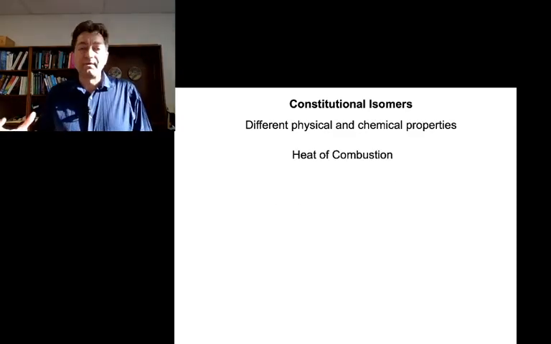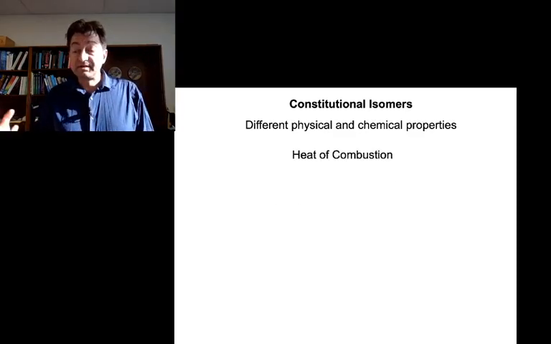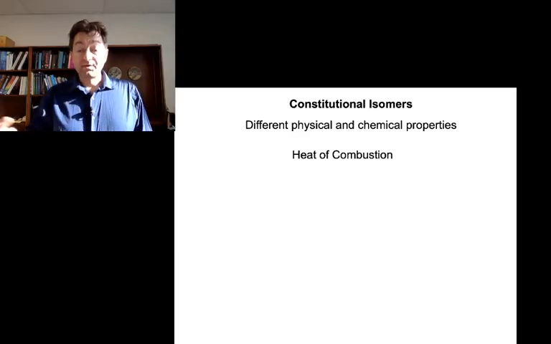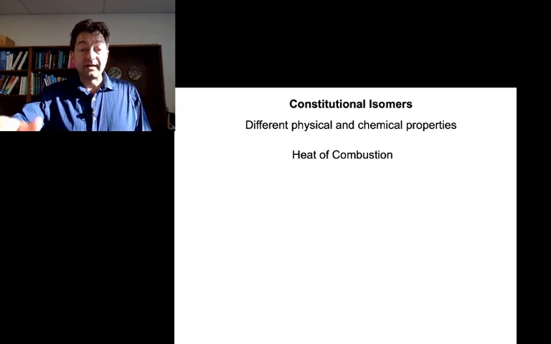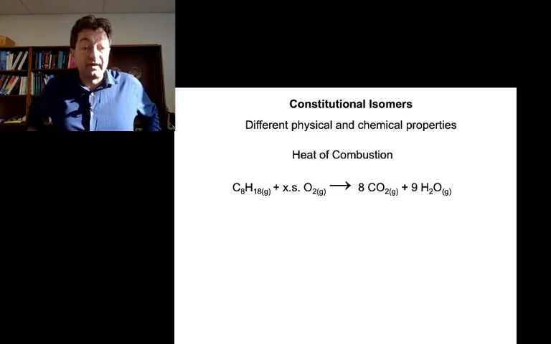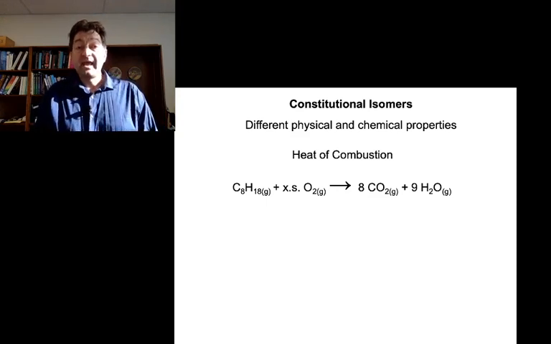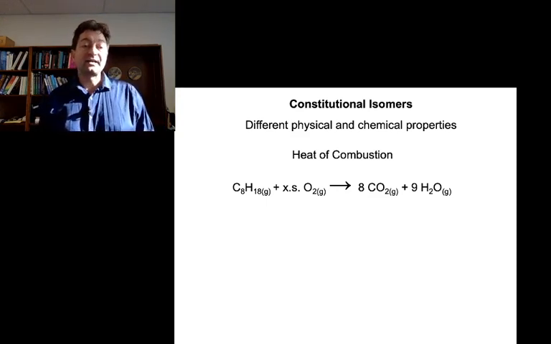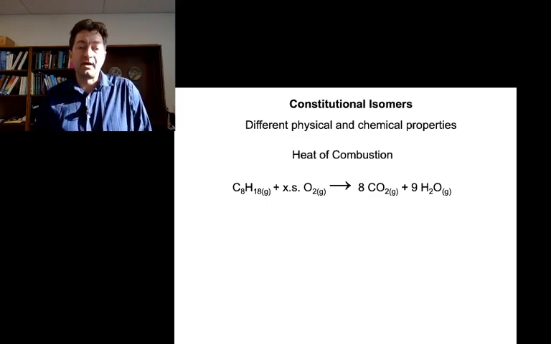Another chemical property that we like to use a lot for looking at the difference between constitutional isomers is the heat of combustion. And the heat of combustion is as advertised, and you likely have seen this before in general chemistry, where we take a hydrocarbon, or any molecule, but in this particular instance a hydrocarbon, so C8H18. We burn it in excess, so it just means that the hydrocarbon is the limiting factor, not the oxygen, so an excess amount of oxygen. That gives us molecules of carbon dioxide and water.